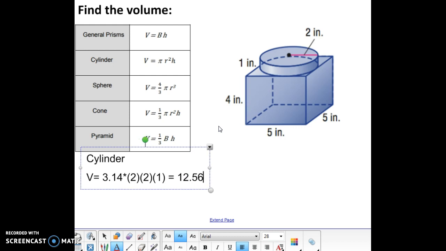12.56. And we are in inches cubed. They're inches cubed because we multiplied radius times radius times height. So inches times inches times inches. Those are inches to the third.